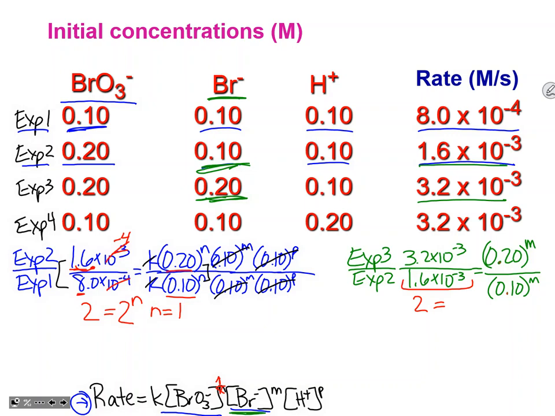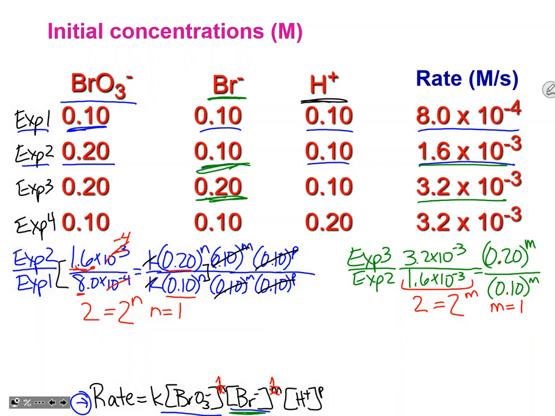0.02 divided by 0.01, once again, is 2 raised to the m. So what is our order of reactant for m then? m equals 1 also, because 2 to the first power equals 2. So this one's going to be a 1 as well. So bromate and bromide are both first order reactants. That means if you alter the concentration, that same factor will have that effect on the rate as well. For the last one, let's look at hydrogen here.